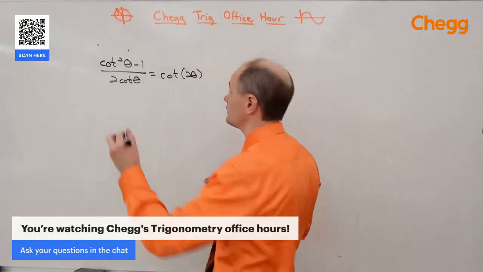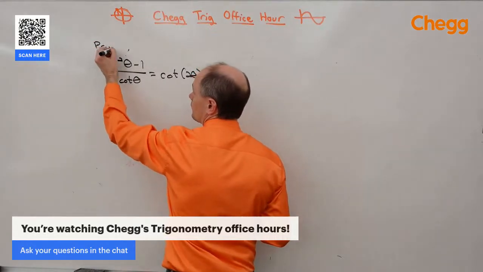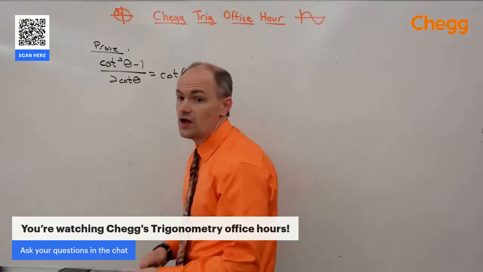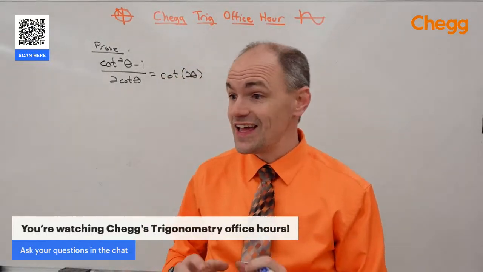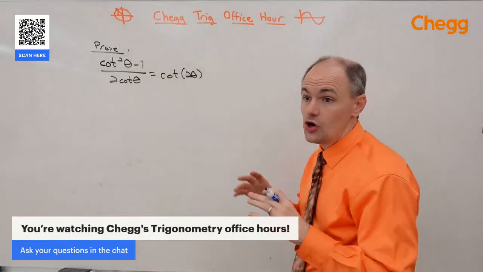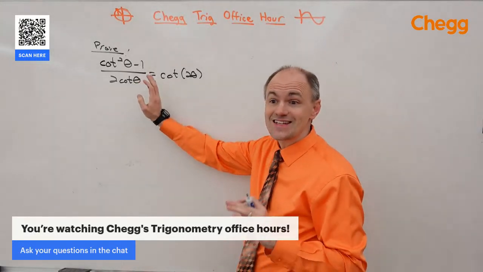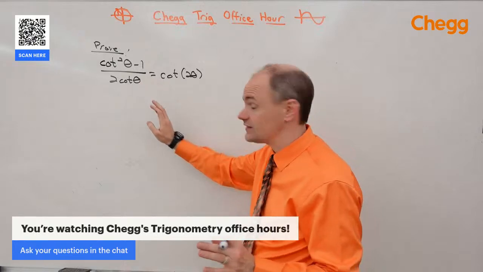And this is a proof, not a solve. We're trying to prove this is true, prove this trig identity. When we're doing a trig identity proof, first thing I do is, if I have no idea where to go, no idea where to start, I'm going to change everything into sines and cosines.